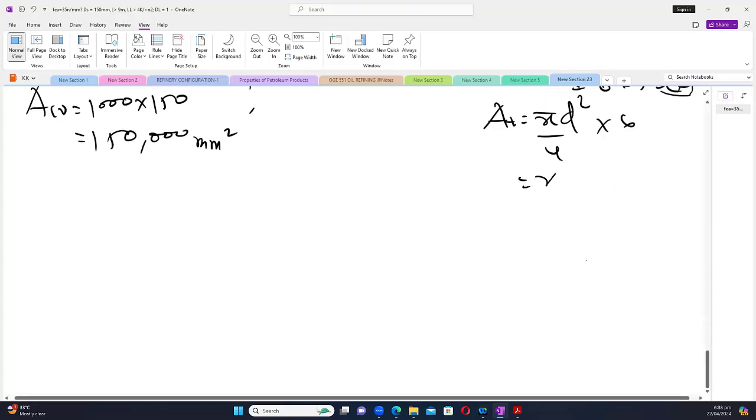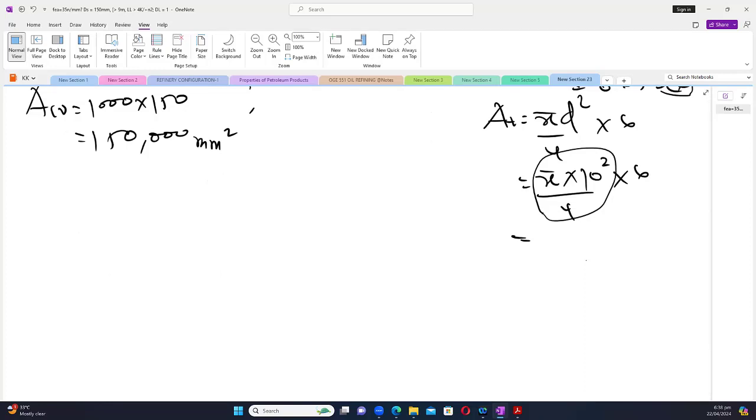The diameter of the bar was 10 millimeters. So I do this over 4 times 6. This is for 1 bar, then times 6 for the 1 meter I've considered. What's the answer for this, A top? For 1 bar it is 78.54, so times 6 will be what? 471.24.